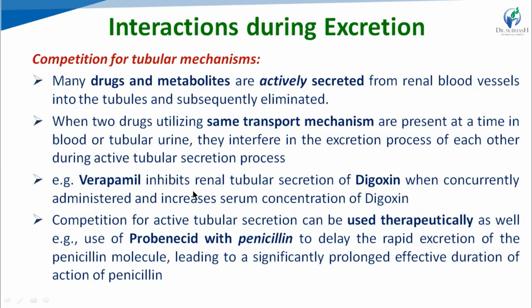For example, verapamil inhibits the renal tubular secretion of digoxin when concurrently administered and increases the serum concentration of digoxin. Due to the effect of verapamil, it will inhibit the tubular secretion of digoxin, and in this condition there might be the chances of digoxin toxicity. Then competition for active tubular secretion can be used therapeutically as well.